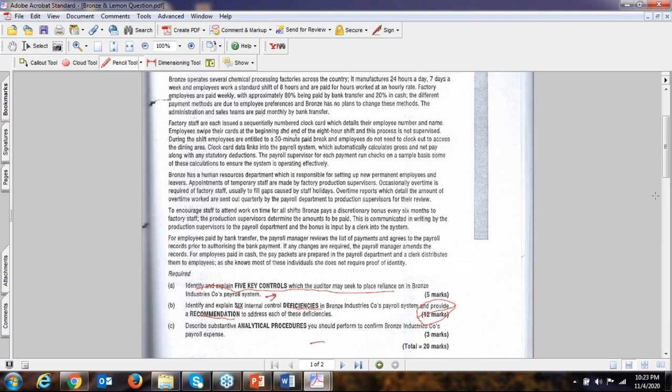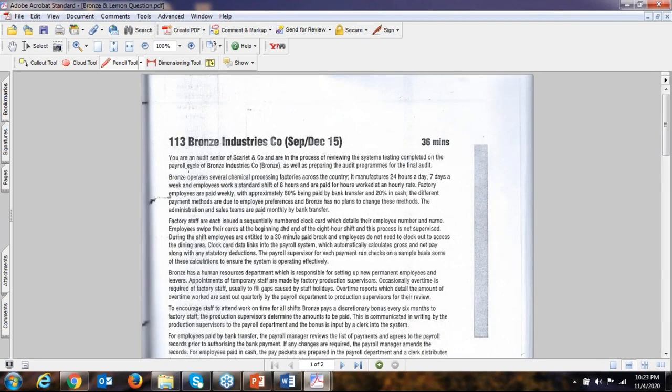Now we are going to read the question. You are an audit senior of Scarlett and Company, in the process of reviewing the systems testing completed on the payroll cycle of Bronze Industries, preparing the audit programs for the audit. So Scarlett and Company is the audit firm and the client name is Bronze. Now we need to mention 5 key controls which are designed by the management.